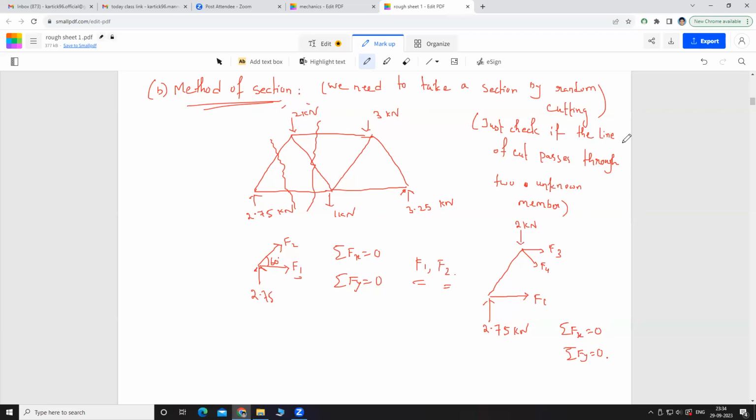And obviously the cut line I have drawn in this way, but that should be a line. That is not like a curve. You can draw it in this way. Actually, check the line cut passes through not two, that will be three actually. Why? Because you can also apply moment about any point equal to zero. So we have three equations. So if you have three unknowns, that is fine.